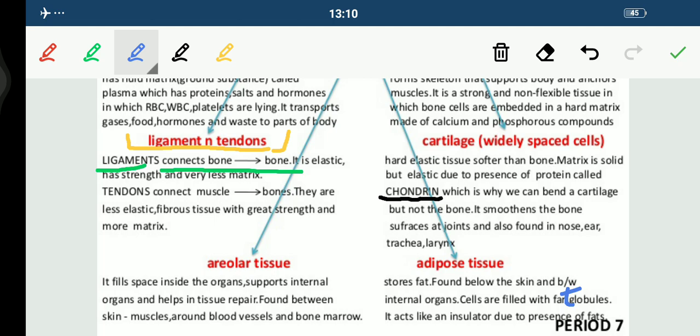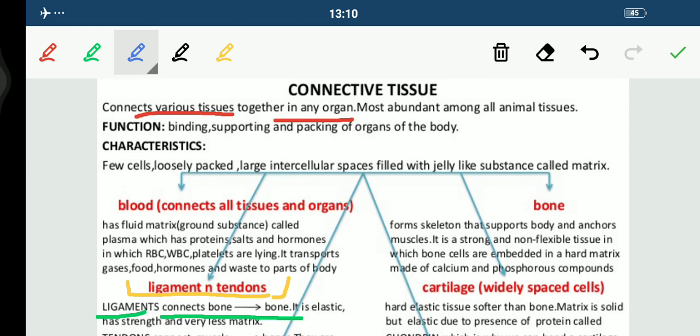Fine. Now, this was all about the connective tissue, students. I hope the topic is clear to each one of you. So, thank you.